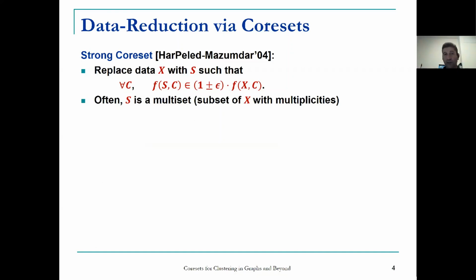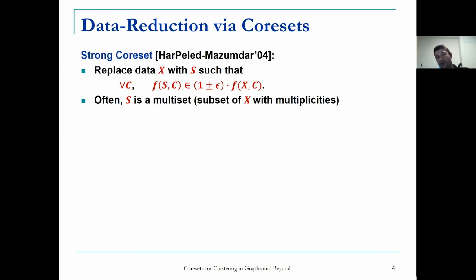Now, the crucial thing here is that this should hold for any possible set of k centers. So it's a very strong requirement. It's not only that the optimal clustering agrees between X and the reduced S, but actually any possible clustering agrees. So any possible means every choice of k centers.